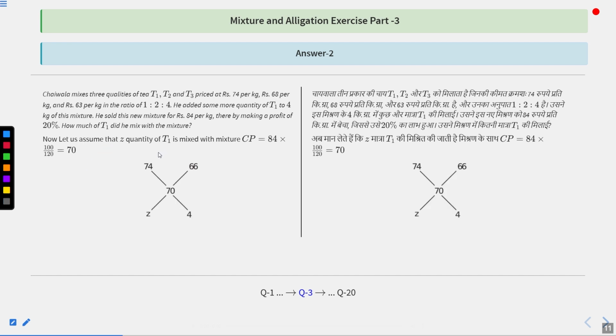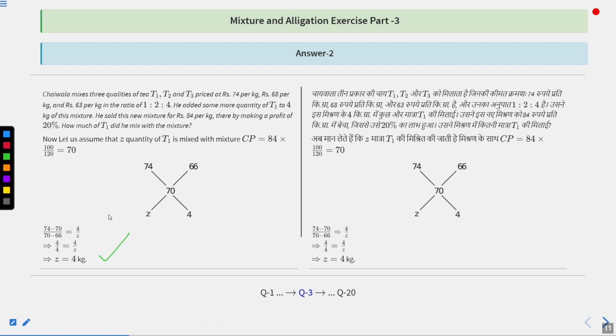Clear? So the value of all three averages and the cost price of the mixture, calculating the average, becomes 70. So this is 66 and 74, the minimum price and maximum price, and this is the average price, all three. So when we calculate it, and we know that the ratio is Z to 4. Clear? So what will be the value of Z? When we calculate it, we get Z equals 4 kg.